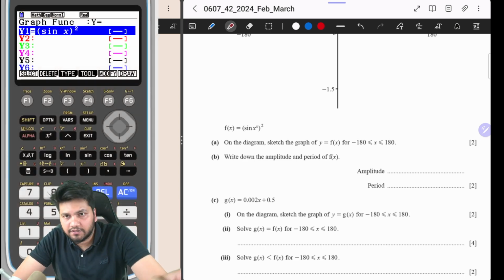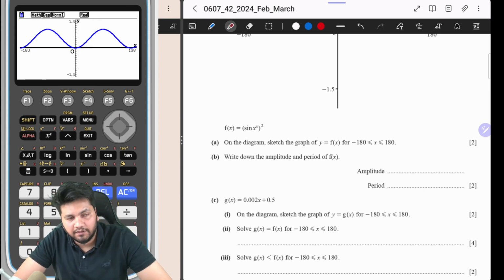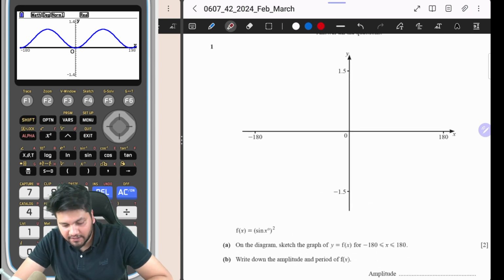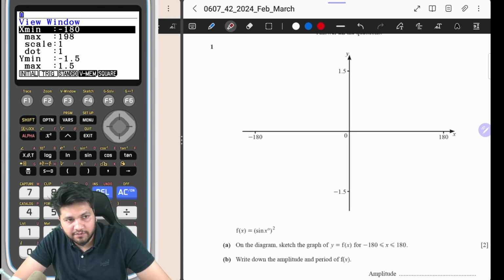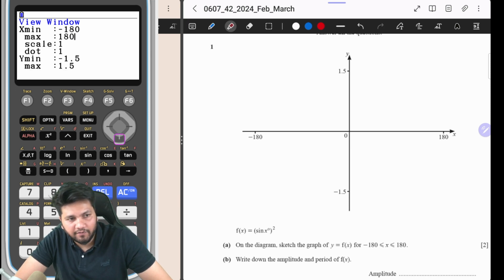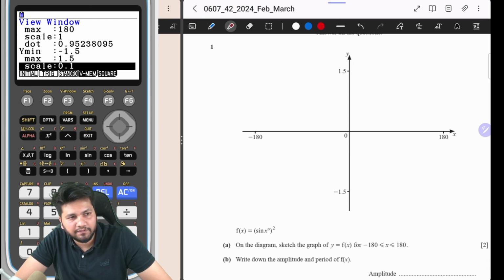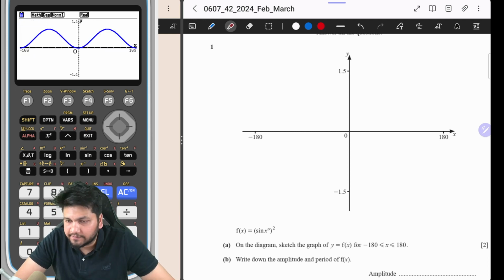So I have already put this equation, which is sine of x whole square. You execute it and you get this kind of a curve. Make sure that you put the limits like this, minus 1.5 to 1.5. I hope you have this in the view window. So you see x minimum is minus 180, maximum 180. And y minimum and maximum I have put as 1.5, it doesn't matter. And you execute, you draw it. This is the kind of curve you're going to get.